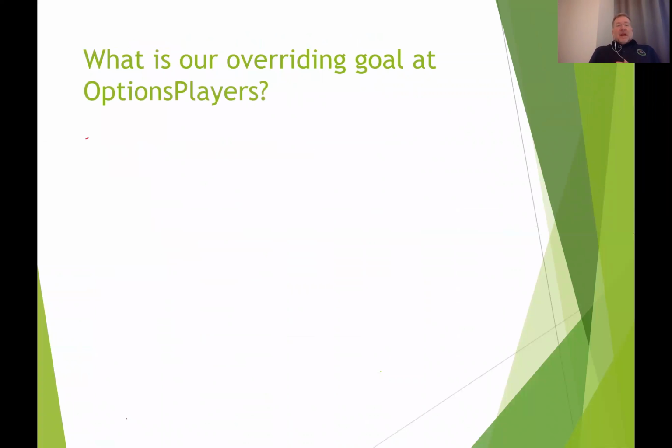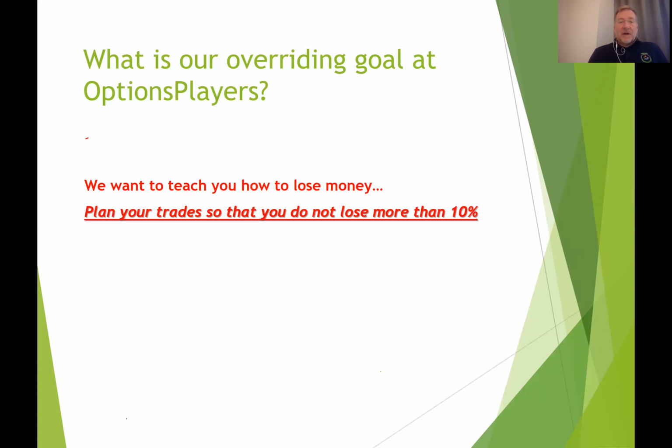So again, to repeat, what is our overriding goal at Options Players? First of all, we want to teach you how to lose money. If you haven't heard this in this session and the first session, then go back and when we get the recordings out, watch it over and over and over, and then watch this one over and over. We want to teach you how to lose money. Plan your trades so you don't lose more than 10%, and also plan your trades so you don't lose more than 2% of your account.